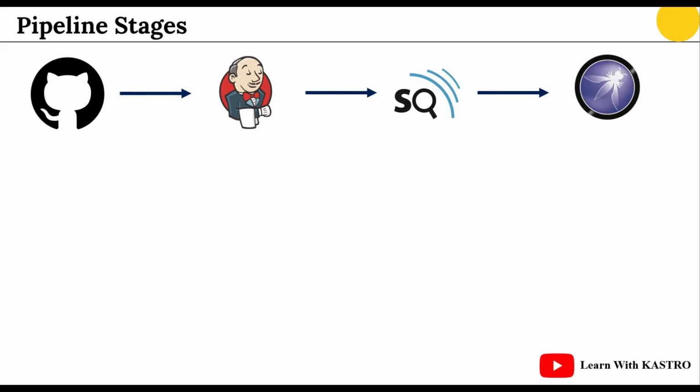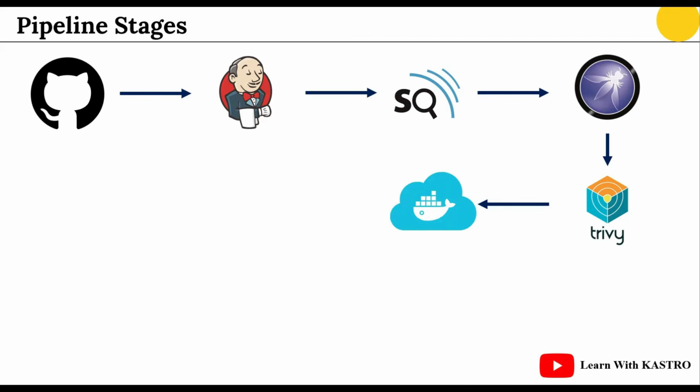Once OWASP performs the file system scan, then we are going to perform one more scan, which is known as Trivy scan. Trivy is also used to check the vulnerabilities in the dependencies and a couple of other things that we are going to use in this project. Once this is done, then we are going to create the Docker image and push the Docker image to the Docker Hub.